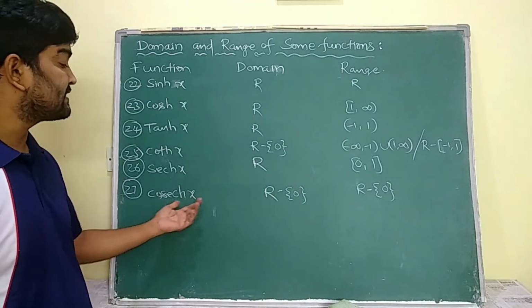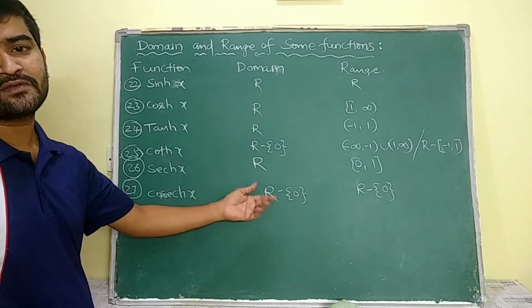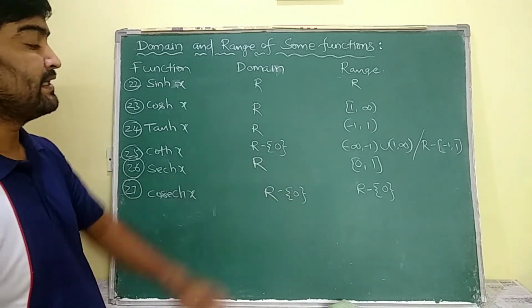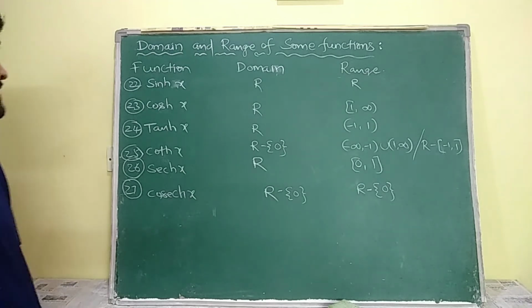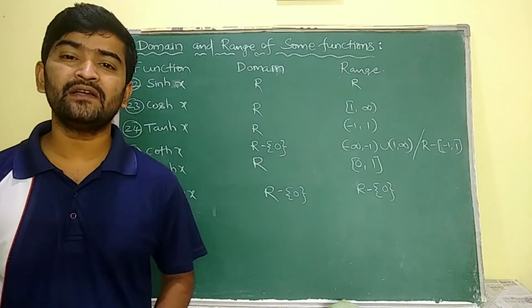Next cosecant hx, the set of real numbers. From the set of real numbers we are going to remove that 0, then its range is going to be the same. Understand? So these are the different functions, their domains and corresponding images.